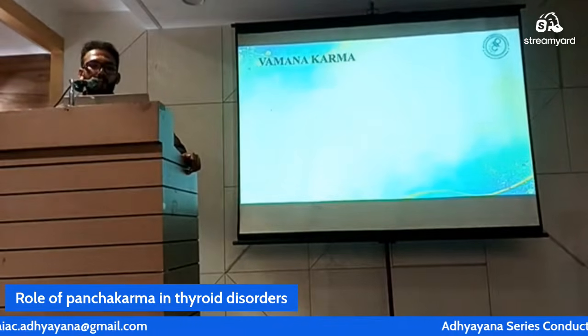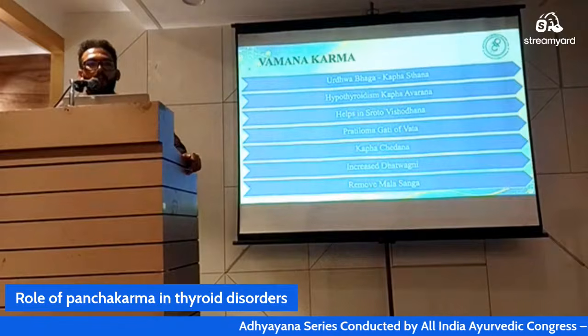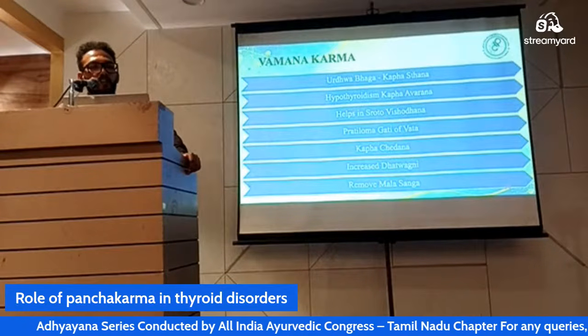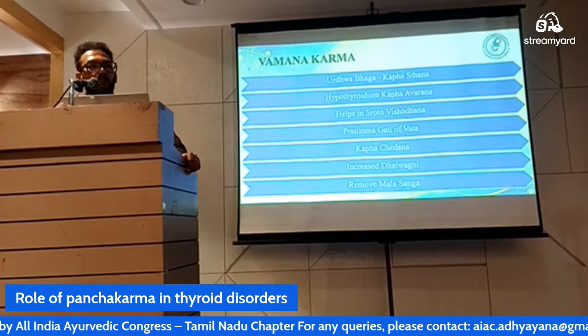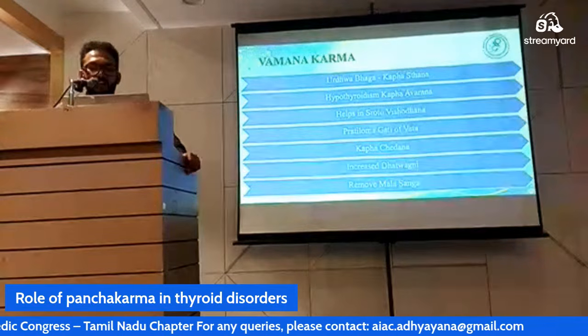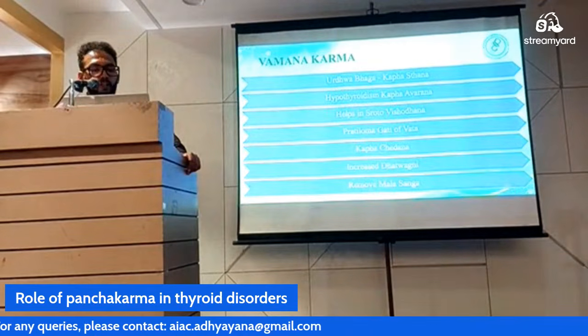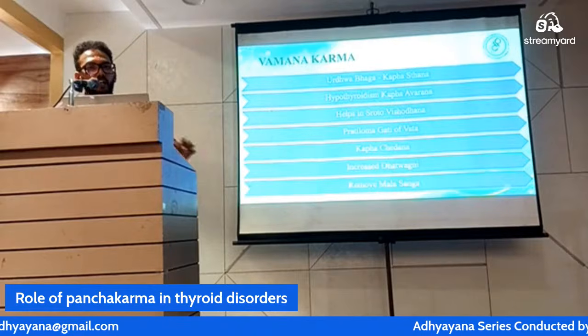Followed by that is Vamana Karma. Why Vamana Karma will work here is because Vamana is mainly indicated for Urdhva Bhaga. Thyroid is present in the Gala, and Gala is in the Kaphasthana. Hypothyroidism can be a condition where there is Kapha Avarana. All the Shodhana Karma helps in Srotovishodhana. We have Pratiloma Gati of Vata, Kapha Chedana, increased Dhatvagni, and it removes the Mala Sanga.